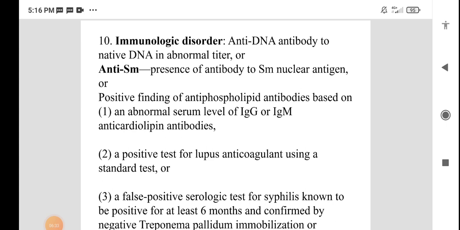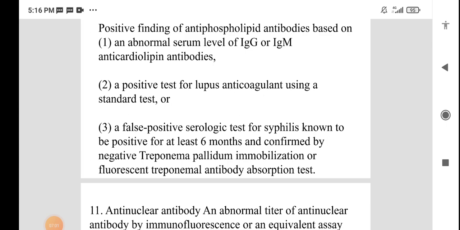Immunologic disorder: anti-DNA antibody to native DNA in abnormal titer, or anti-Sm, presence of antibody to Sm nuclear antigen, or positive finding of antiphospholipid antibodies based on an abnormal serum level of IgG or IgM anticardiolipin antibodies. A positive test for lupus anticoagulant using a standard test, or a false positive serologic test for syphilis known to be positive for at least 6 months and confirmed by negative Treponema pallidum immobilization or fluorescent treponemal antibody absorption test.